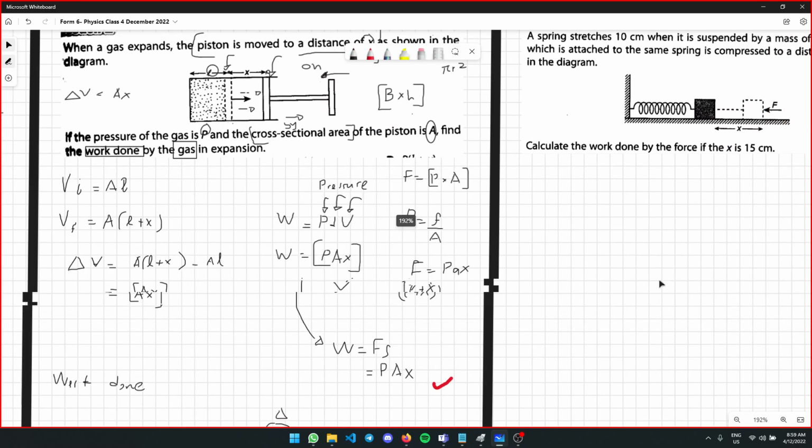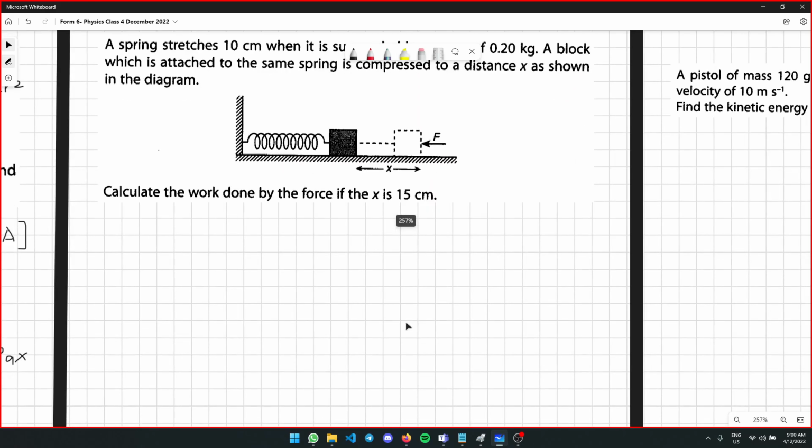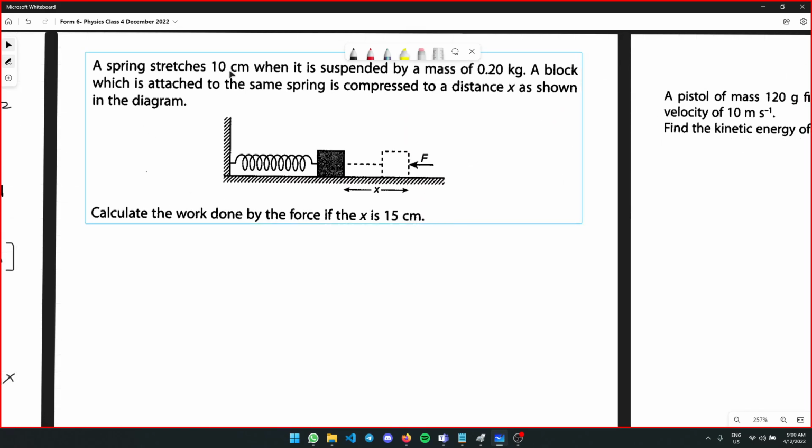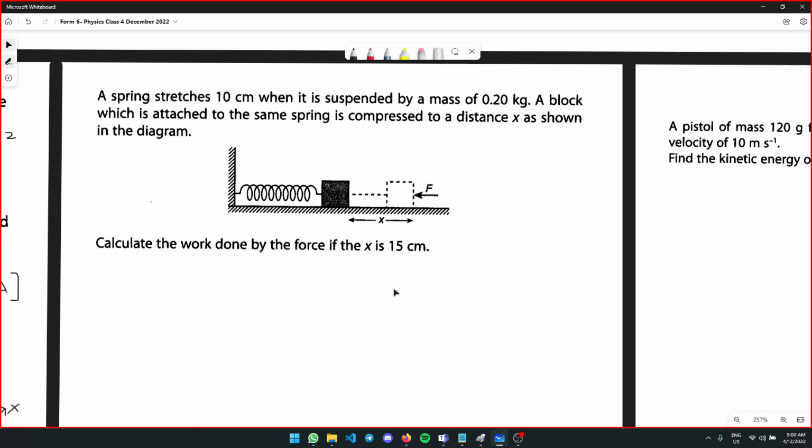okay, let's go to the next question. A spring stretches 10 cm when it is suspended by a mass of 0.2 kilograms. A block which is attached to a spring is compressed to a distance X as shown in the diagram. Calculate the work done by the force if X is 50. Maybe I can start off with that.